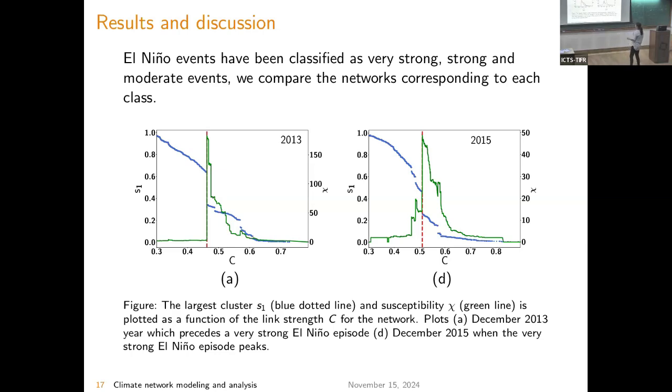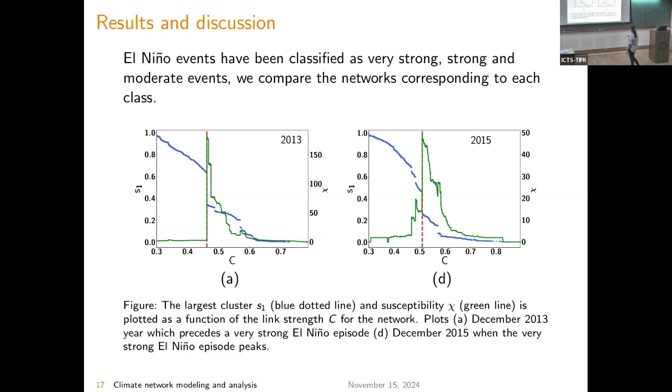So this is the result and discussion. We have constructed this entire correlation function in order to construct certain characterizers, certain precursors to predict, which are different for the indicator years and which are different for the El Nino years. So this blue line shows S1, the normalized largest cluster, which goes from 1 to 0, and this green line shows the variance, that is, the susceptibility.